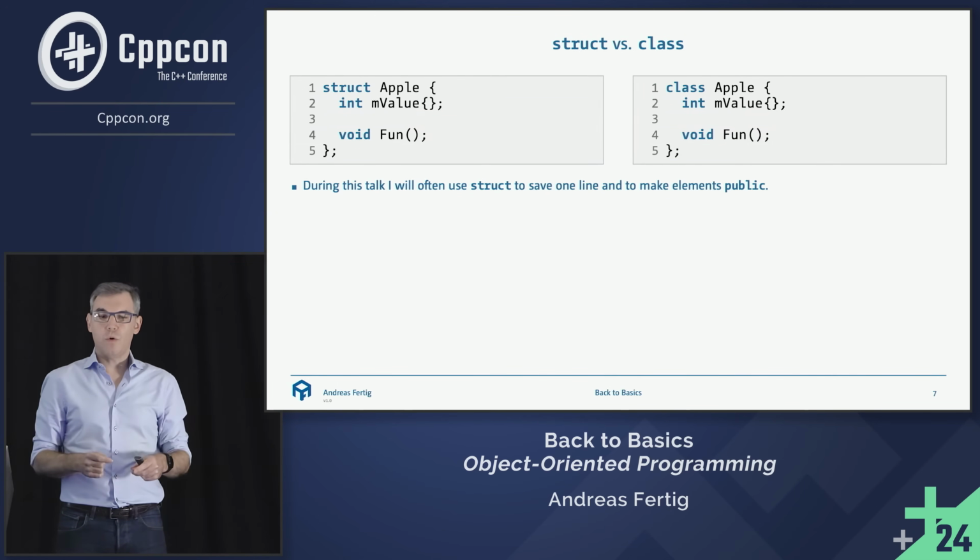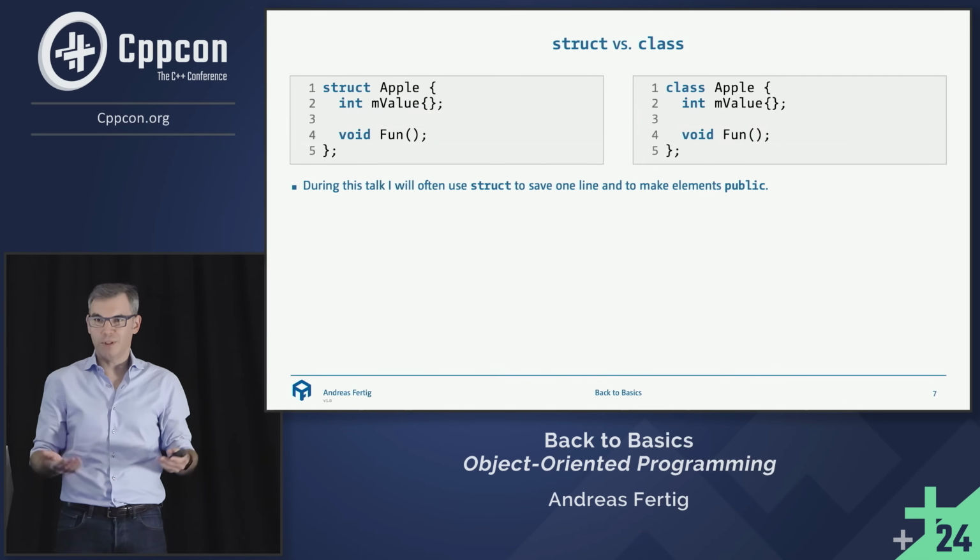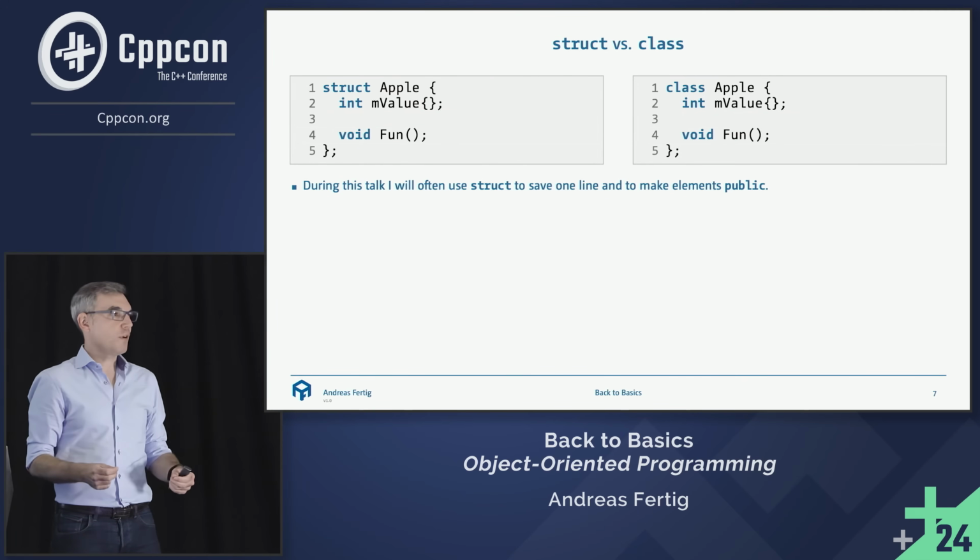If I write the same code and change struct to class, m_value and fun on the right-hand side are now private. Nobody would be able to reach them, so that class would have no purpose because nobody can call fun. And you cannot initialize the data member, practically. This is really the only difference.